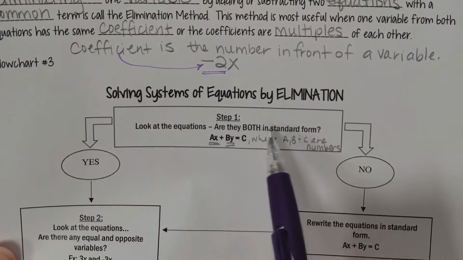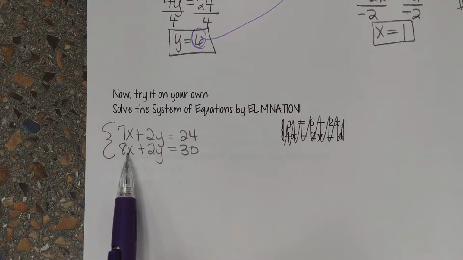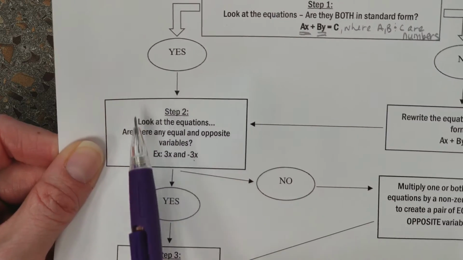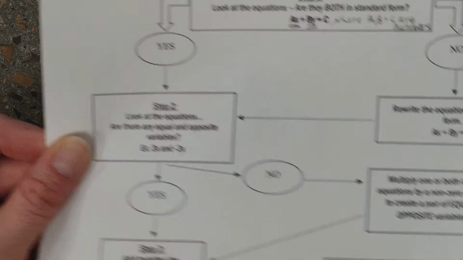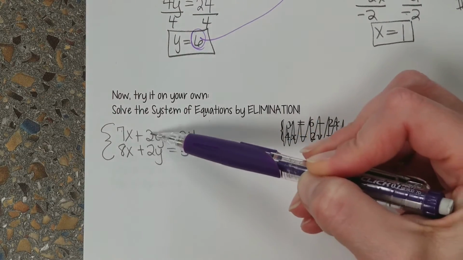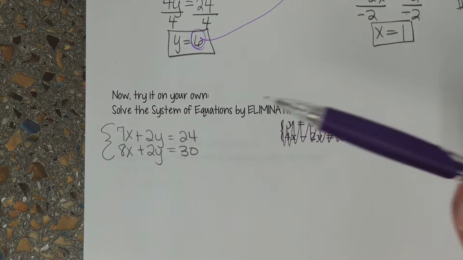Look at the equations. Are they both in standard form? X plus y equals, yes, these are both in standard form. Okay, so yes. Next one, look at the equations. Are there any equal and opposite variables? Well, these ones are not equal or opposite. These ones are equal but not opposite. So the answer to our question is no.